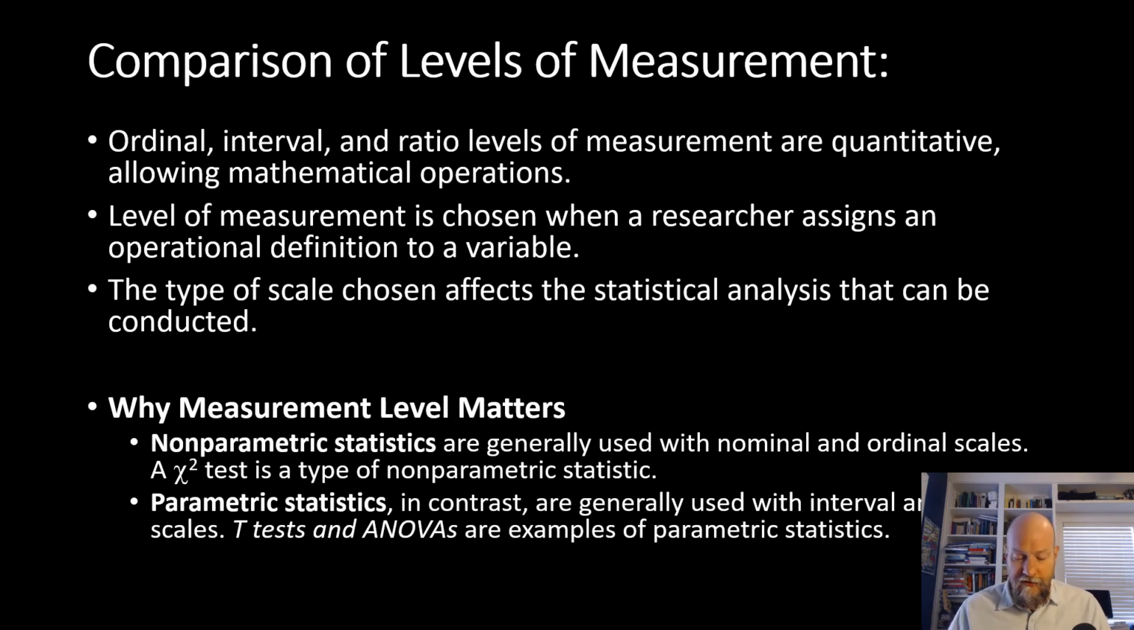that's really only applied to nominal and ordinal scales. As opposed to that, we have parametric statistics, which are generally used with interval and ratio scales. The most common ones are what are called t-tests and ANOVAs, or analyses of variance. These are examples of parametric statistics, and I'm going to utilize a figure here to kind of make this distinction.